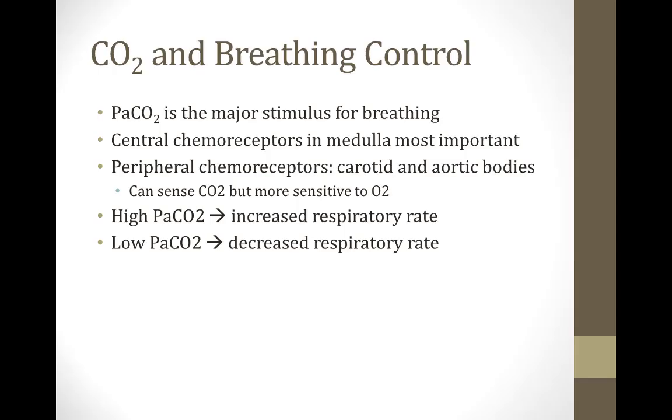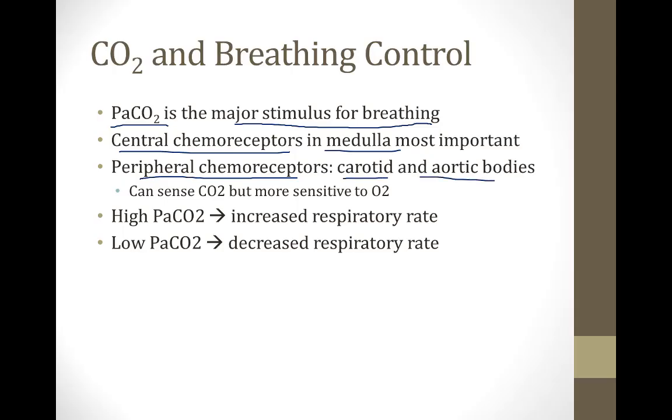It's important for you to know that the level of carbon dioxide in the bloodstream is the major stimulus for breathing. It's not oxygen. The place that responds to the level of CO2 is in the medulla. There are central chemoreceptors in the medulla, and they tell you how fast to breathe based on the carbon dioxide level. There are also some peripheral chemoreceptors in the carotid and aortic bodies.